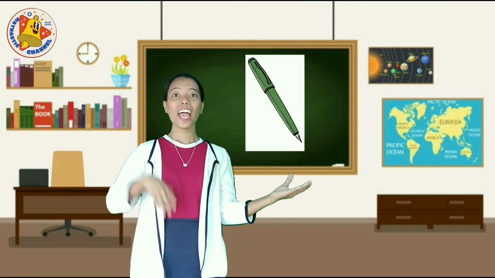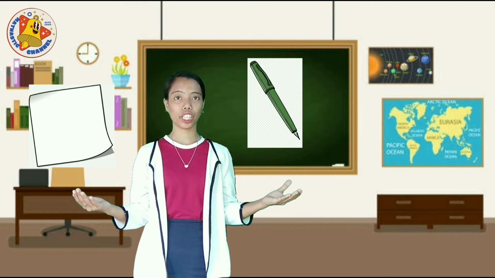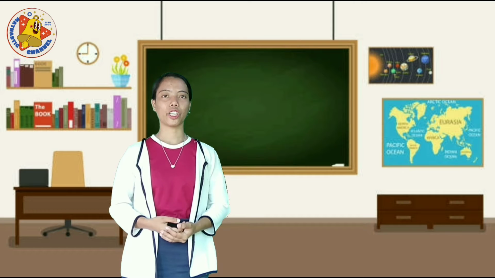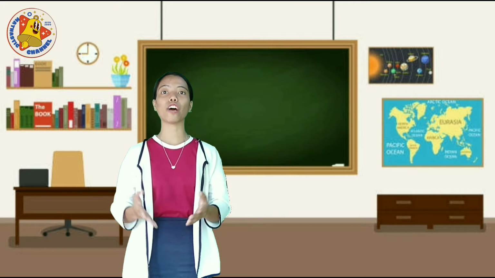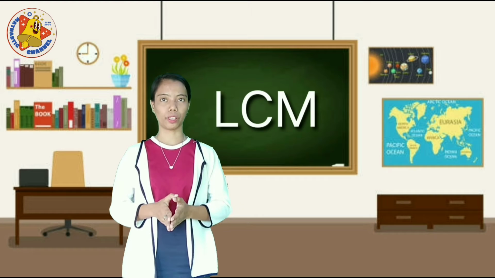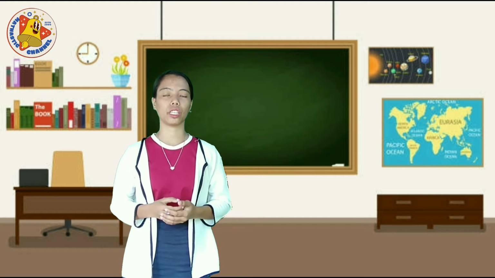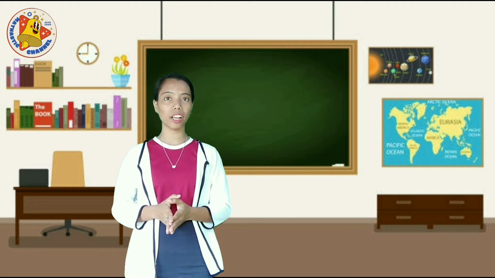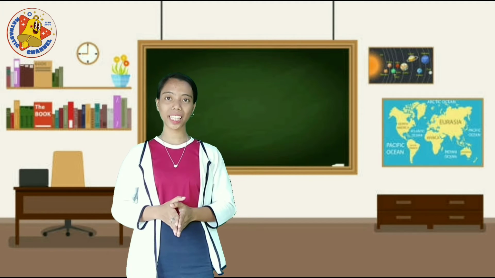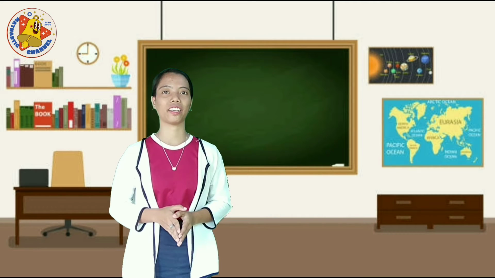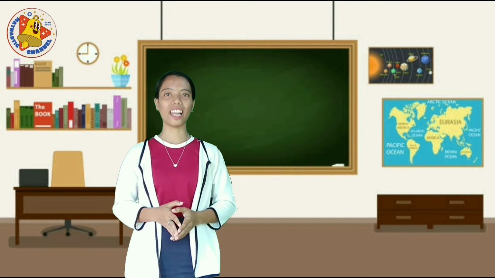Ready your pen and paper to jot down important information. In your previous lesson, you have learned how to get the LCM, or the least common multiple. Now for your activity, you need to find the LCM of the following numbers. You have 5 seconds to answer each item. Are you ready? Fantastic! Let's begin.